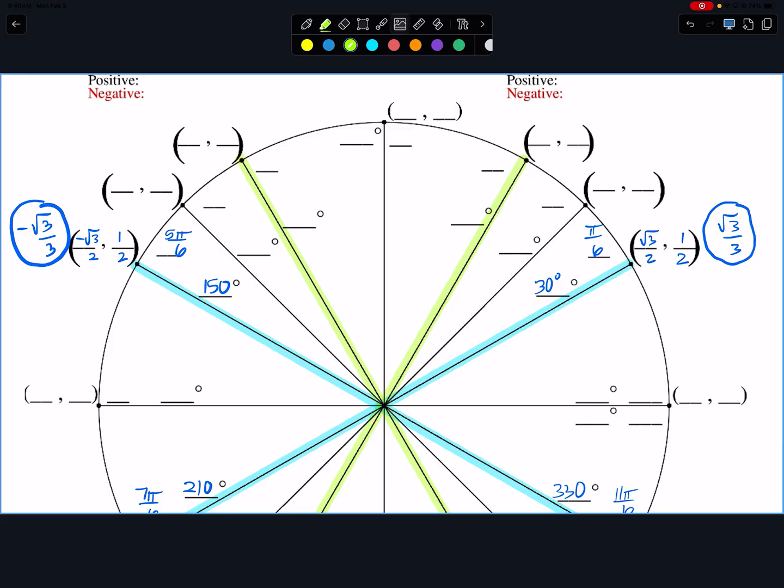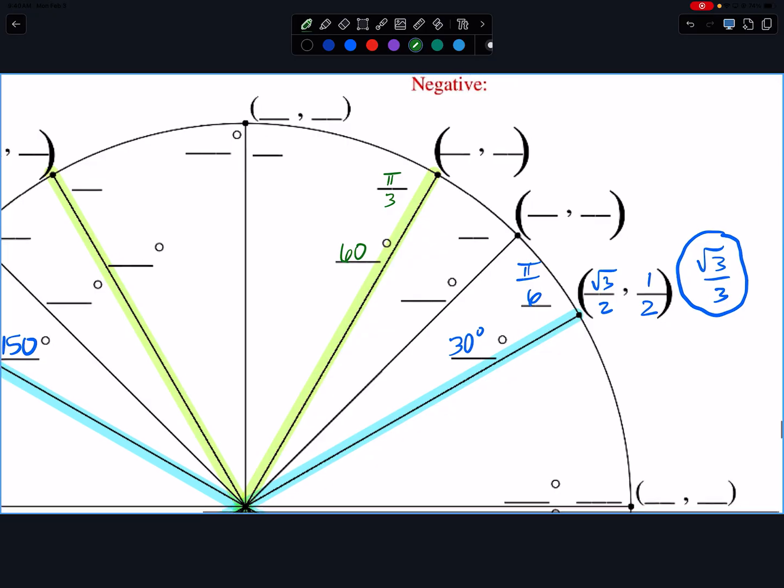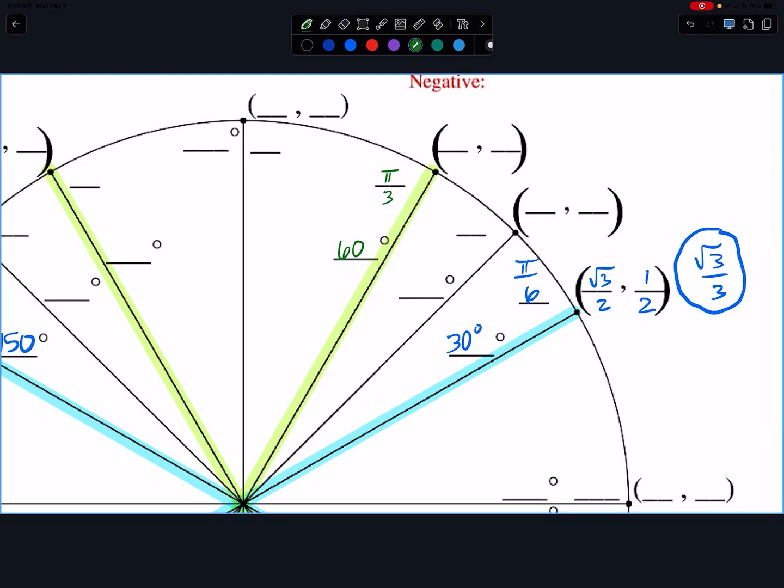So this is 30. What was this? 45. What is this? 60. 60 degrees was what in radians? Pi over 3? Is everybody cool with that?